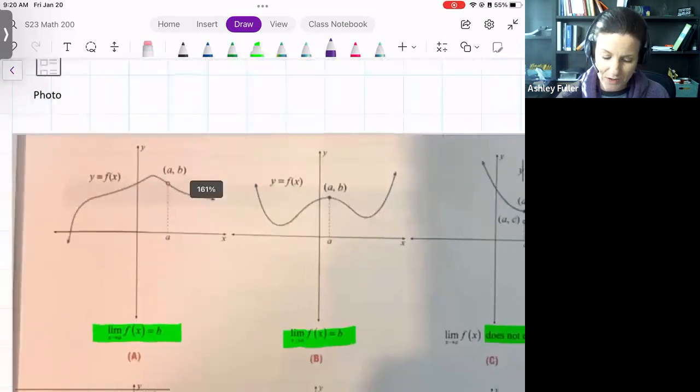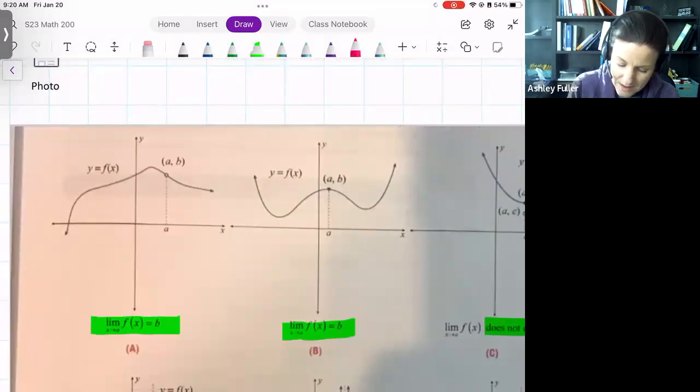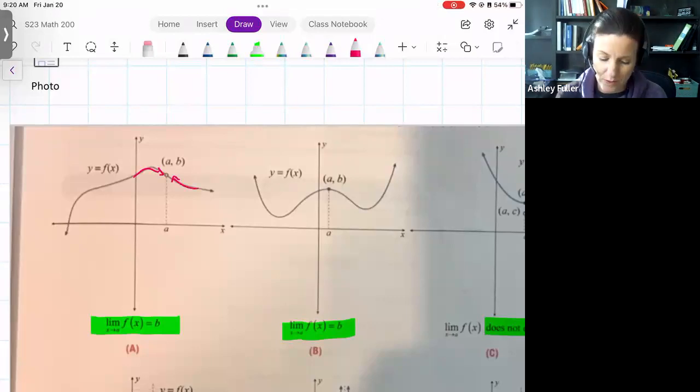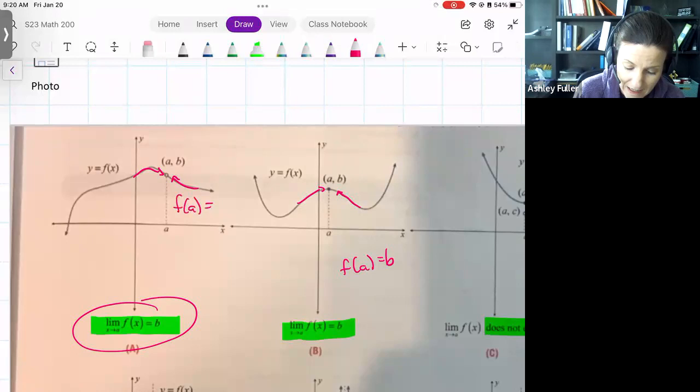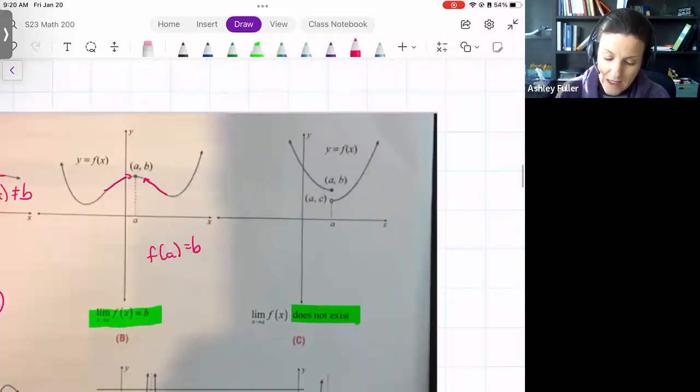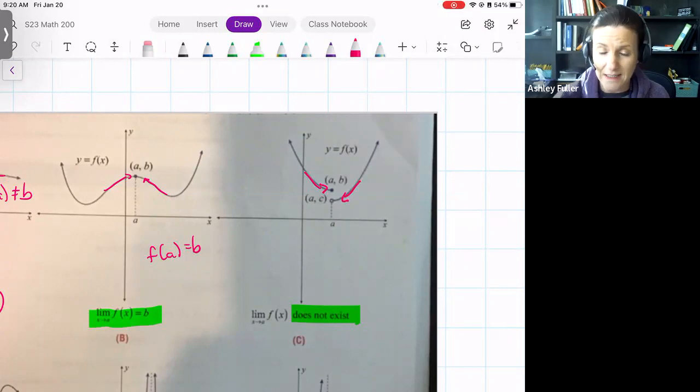Here are a few scenarios to look at. If you notice in this picture, the left-handed limit and the right-handed limit both approach B. So the limit is B. In this case, the right-handed limit and the left-handed limit both approach B, and f of a is B. So the limit exists. Here, f of a was not B. There was a hole in the graph. In this case, the left-handed limit approaches B, the right-handed limit approaches C. So the limit does not exist.